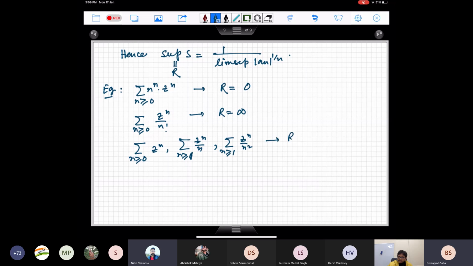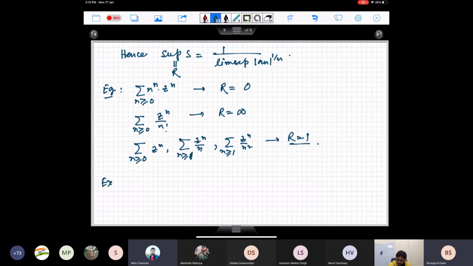So for all of them, R is equal to 1. But of course, on the circle, mod z is equal to R, all these three have different behaviors. So this is something which we get, and therefore we now understand how to calculate this radius of convergence, and we also have a formula.